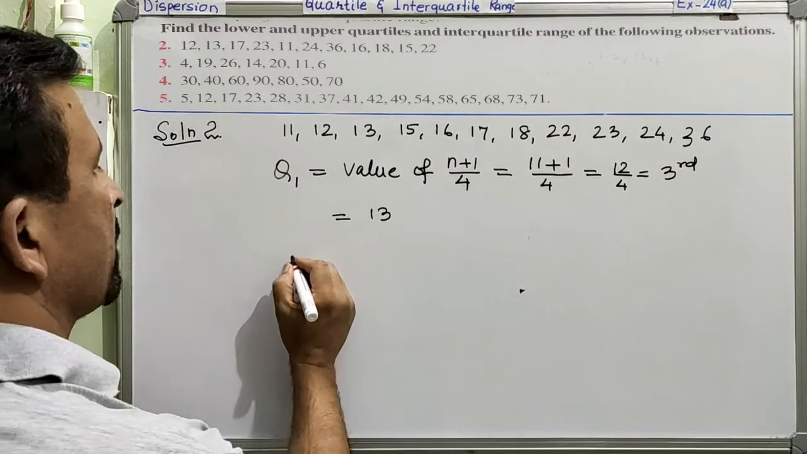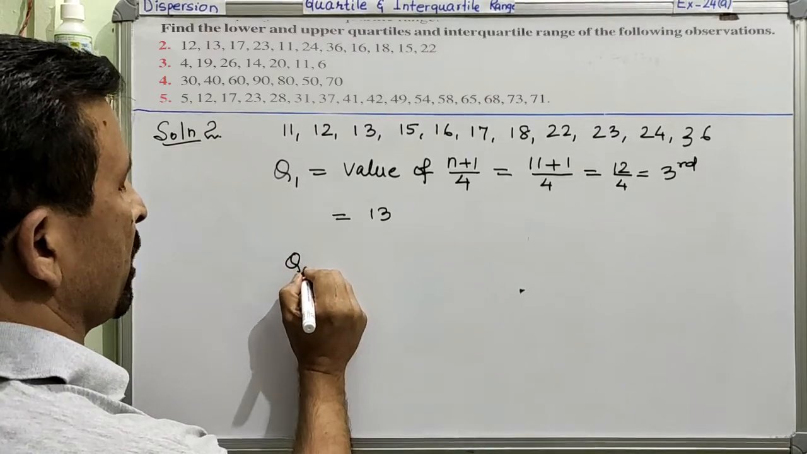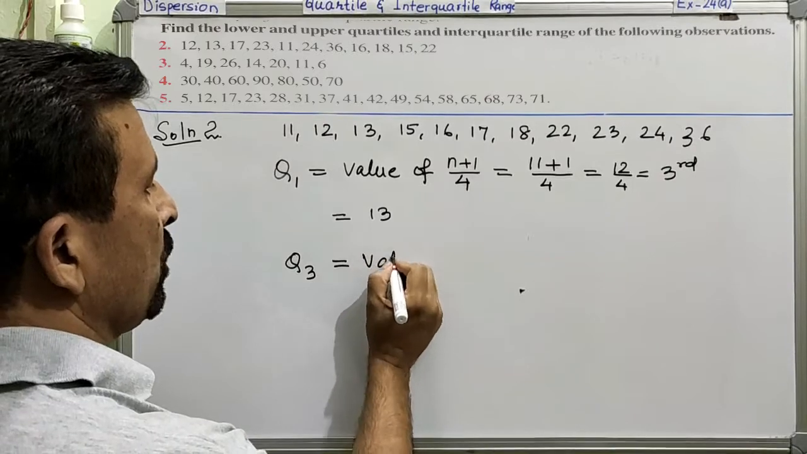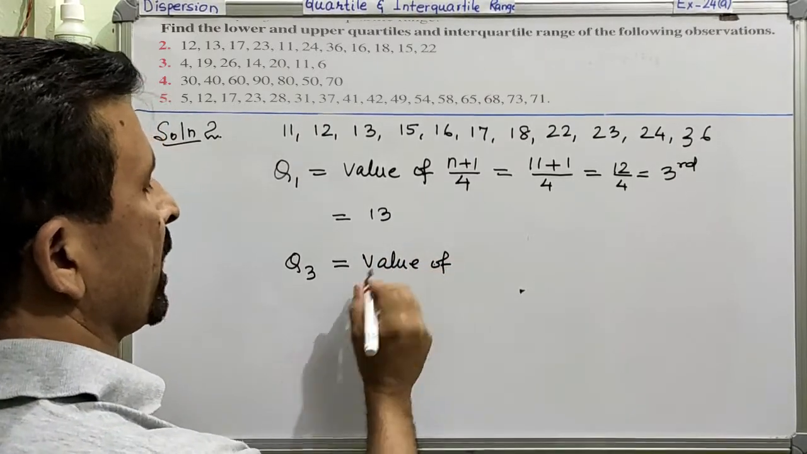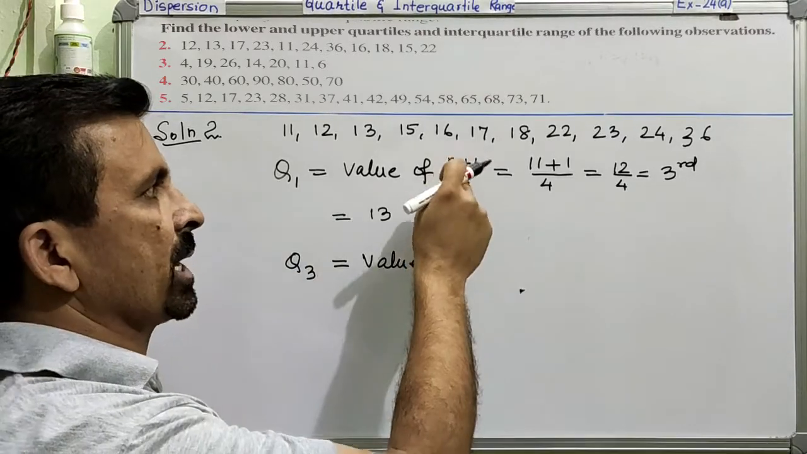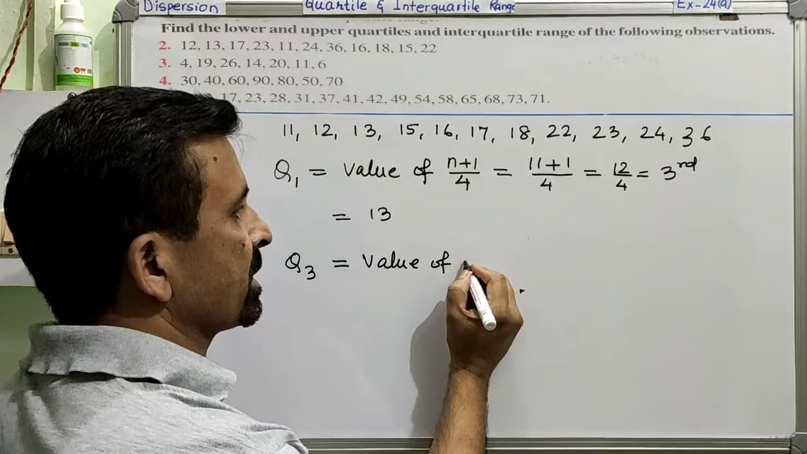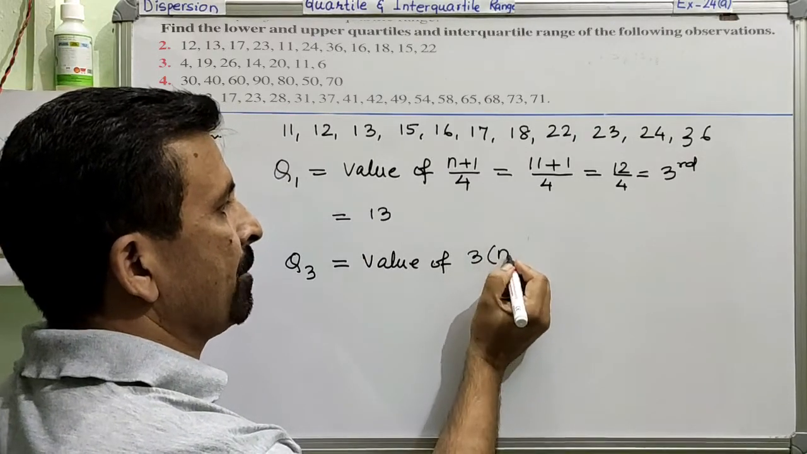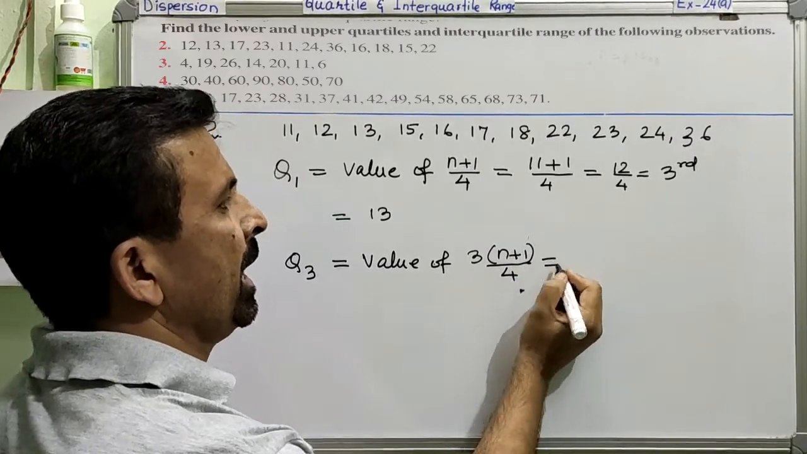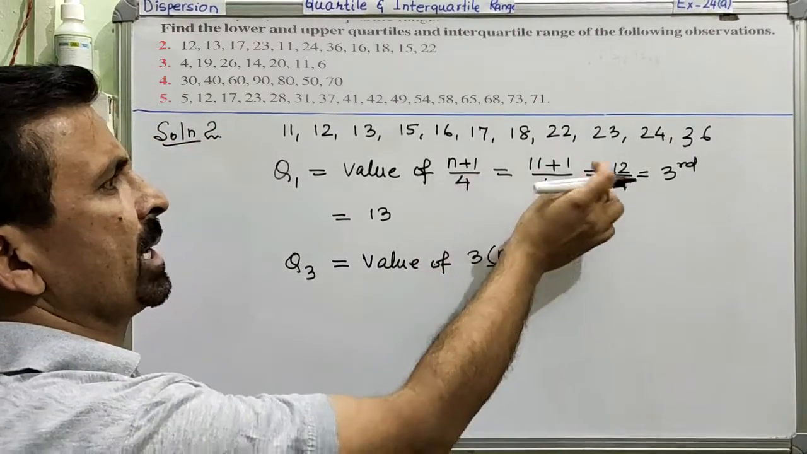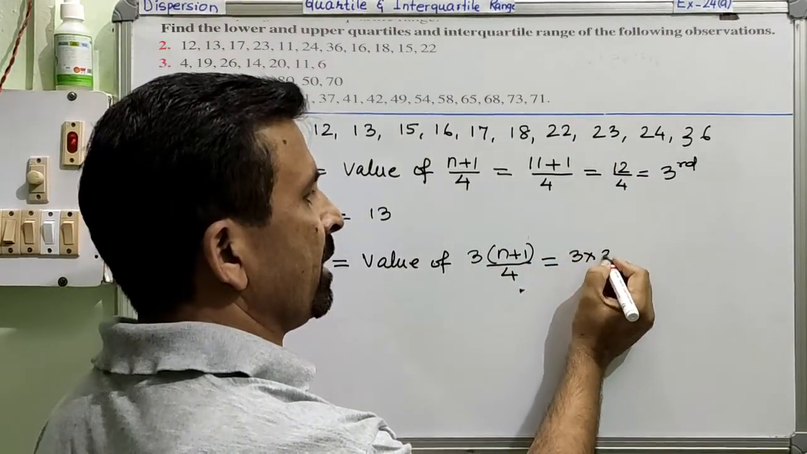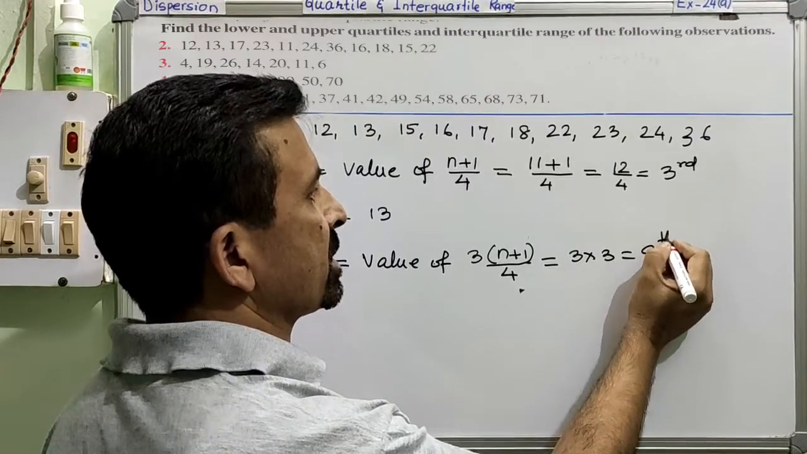Now we are going to find the upper quartile. For upper quartile also, how do you find the position? The position of this quartile will be 3 times more than the first one. So that means this is going to be 3 times (n plus 1) divided by 4. Is it okay? And this part, (n plus 1) divided by 4, you have already calculated here, which you got as 3. So we can simply multiply 3 into 3, which is equal to 9. So this is your term.